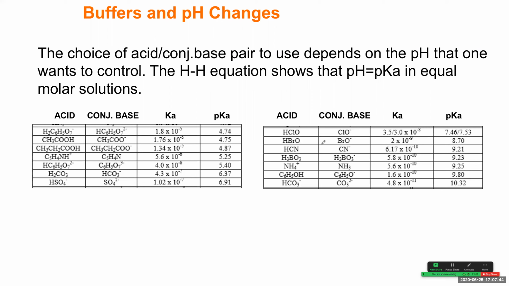You can see here we have combinations. Maybe hypobromous acid, HBrO, and here's the hypobromite anion. And that would be used to have a buffer at pH 8.7. So I'm going to show you the HH equation, which shows that the pH is equal to pKa if you have equal concentrations of acid and conjugate base.